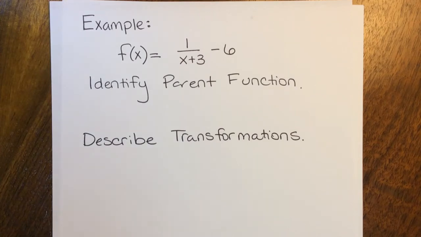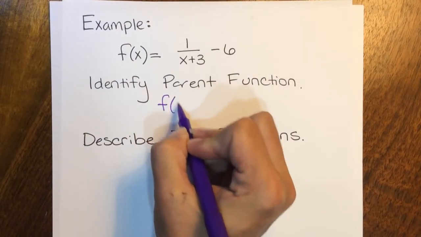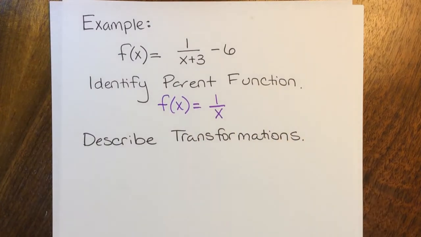Let's do an example. Here you are given a function and asked to identify the parent function. Remember, a parent function is the most basic function, so strip away all the extra pieces and what are you left with? The parent function for this is f of x equals 1 over x.